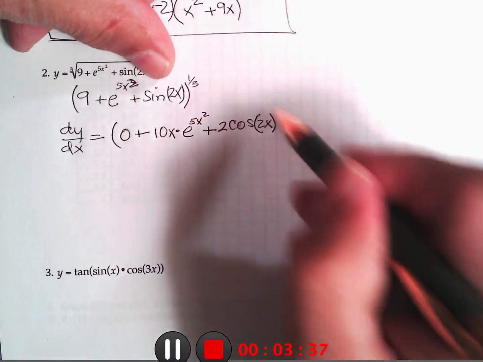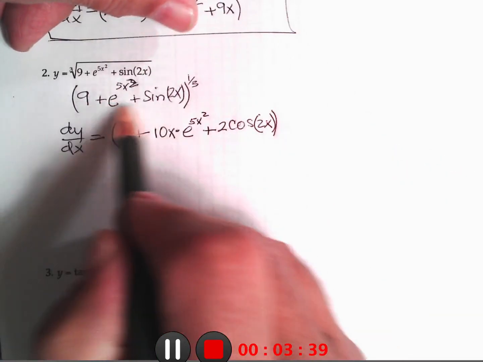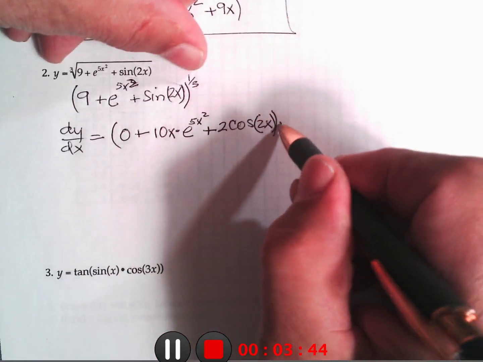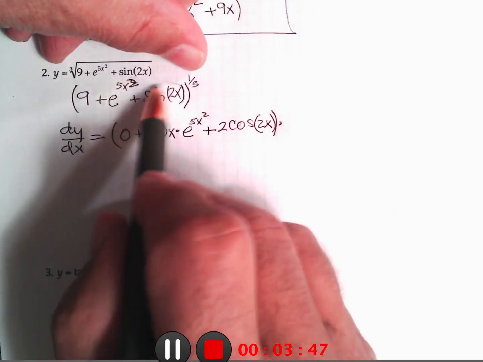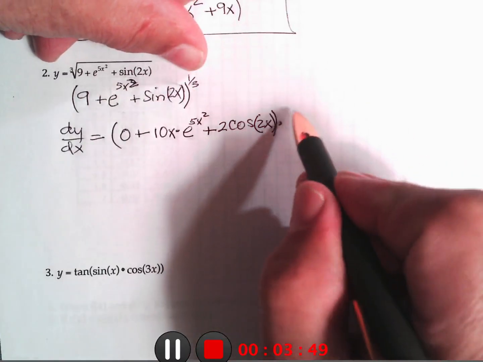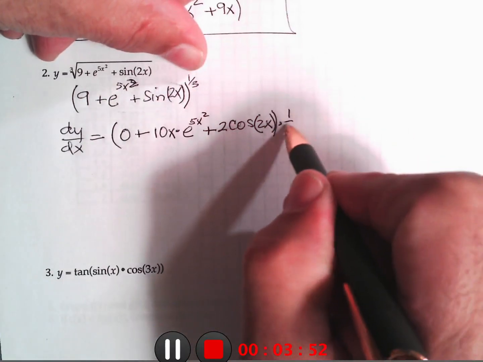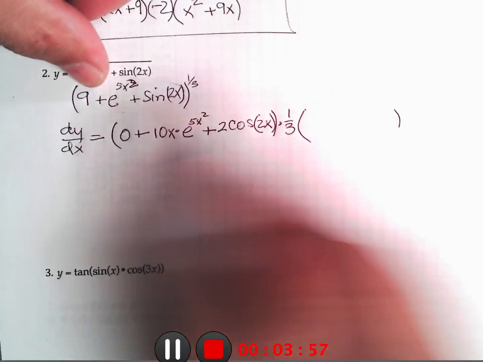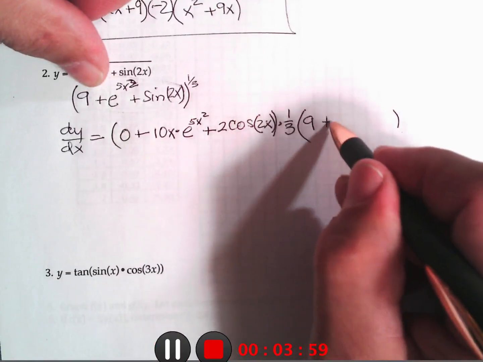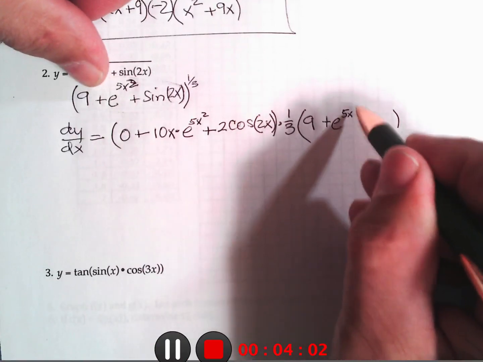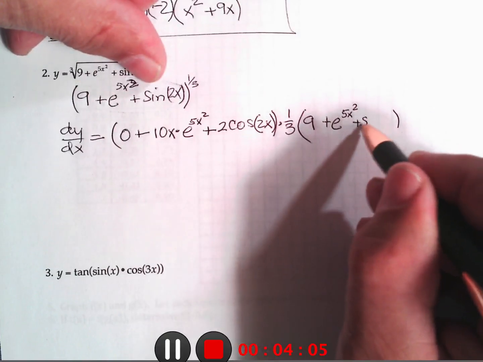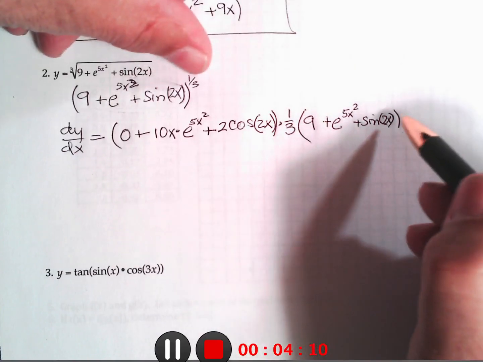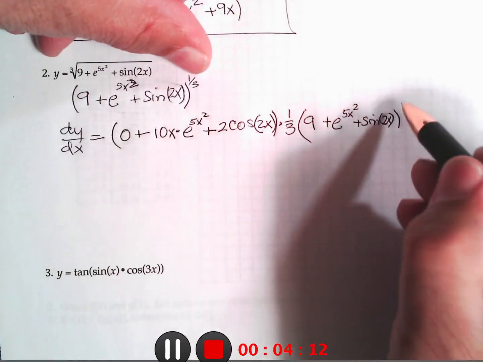So there is the derivative of the inside, and now we've got to take it times the derivative of the bigger picture, all of this to the 1/3, which becomes 1/3 of all of that, all the original stuff, the 9 plus e to the 5x squared plus sine of 2x inside of that, to the 1 less than 1/3, which is negative 2/3.